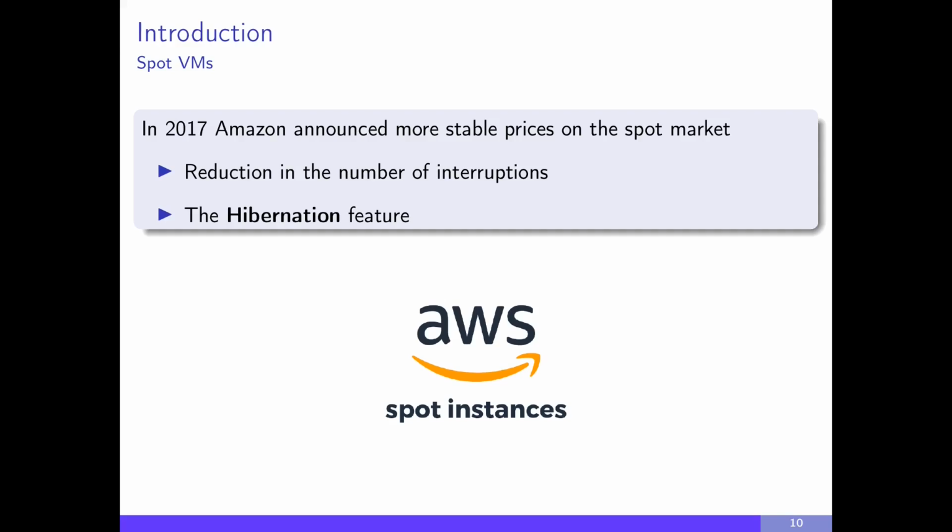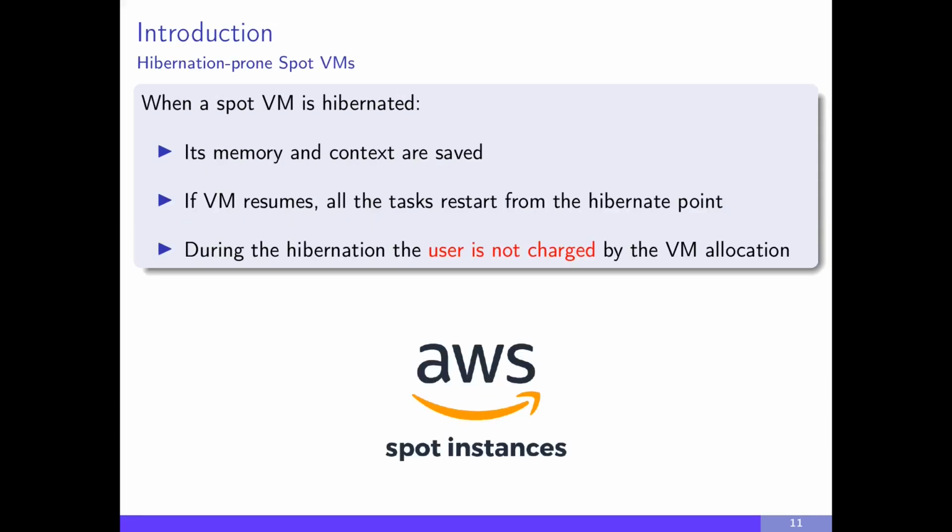In 2017, Amazon made some changes in the spot market, and one of those changes was the introduction of the hibernation feature. So instead of terminating a spot VM, the user can decide that the provider hibernates it. And when a VM is hibernated, its memory and context are saved by the provider. And if the VM resumes, all the tasks that were running at the moment of the hibernation continue their normal execution. And it's very important that during the hibernation, the time a spot VM is hibernated, the user is not charged for the VM allocation.